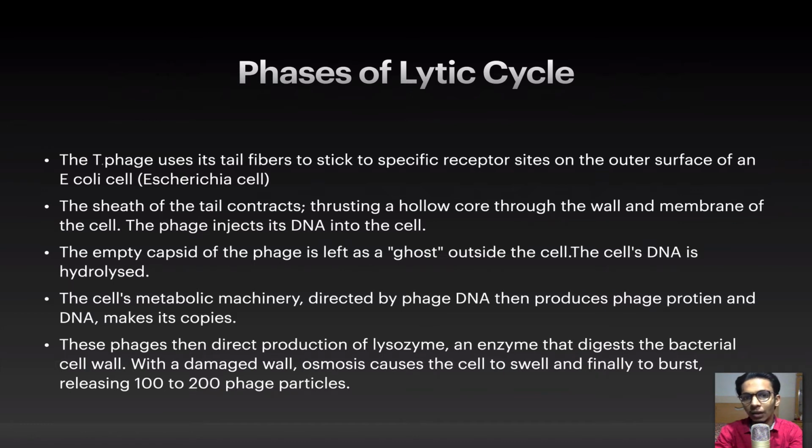The sheath of the tail contracts, thrusting a hollow core through the wall and membrane of the cell. It comes over the cell membrane and then contracts like this. You can see my hand, and these are the tail fibers, which are my finger projections, and it contracts like this. And after that, it injects its DNA into the cell. After that, we studied that there were some sticks coming from over here in the virus, which will go into the cell membrane.